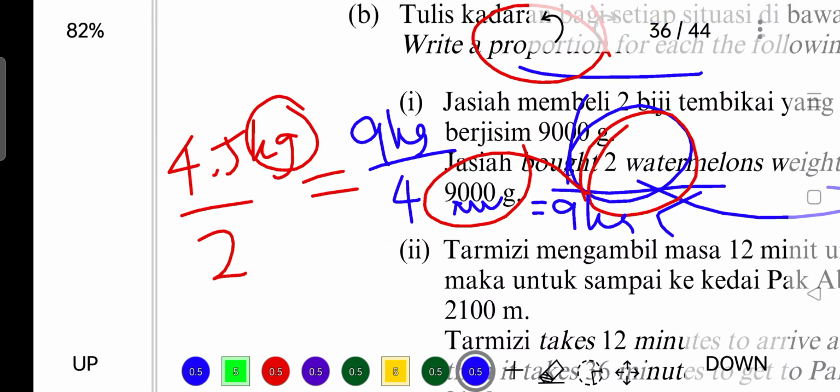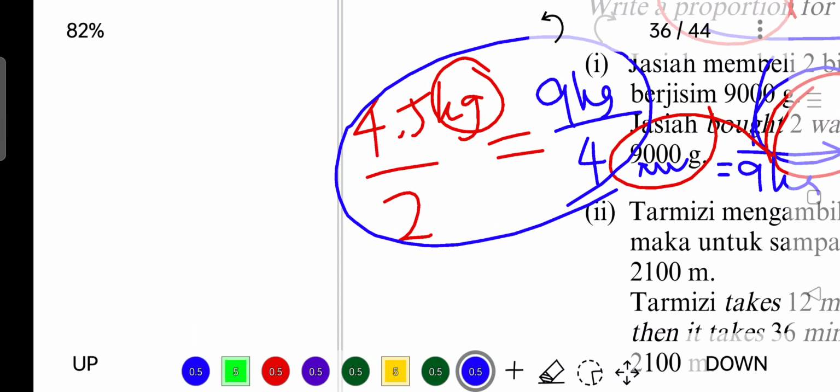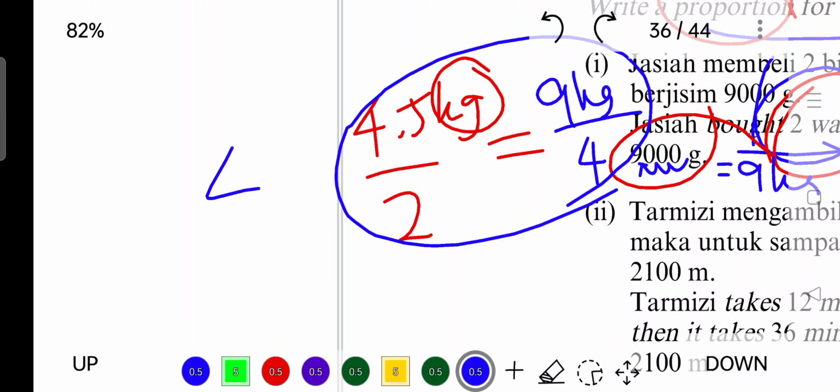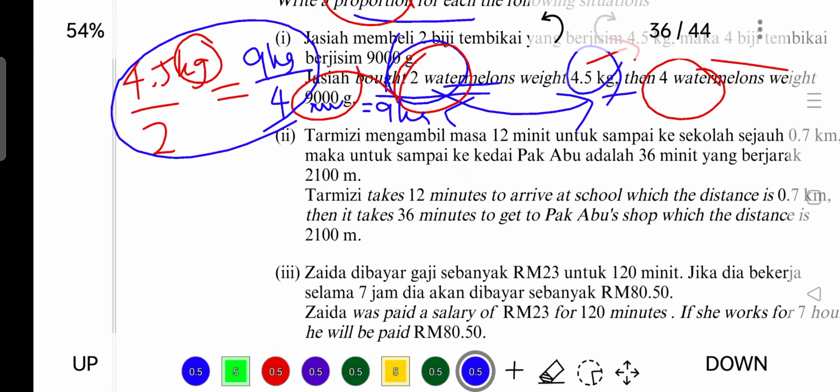So actually this is not the only answer. Let's say you give me 18, maybe you give me 45 here and 20 here. It is also counted as a correct answer. But what do we see here? Simply these 2 measurements. So we just put that.